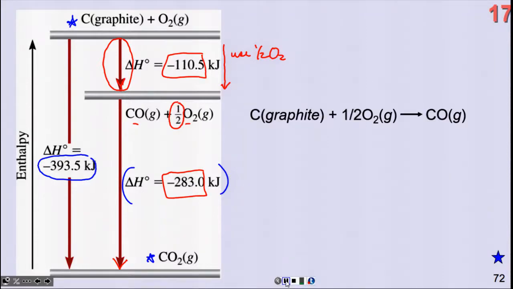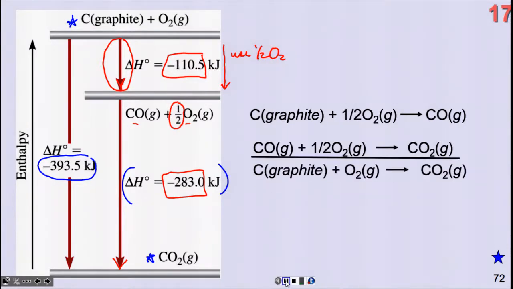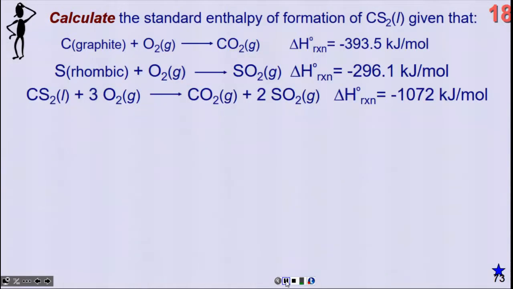So graphite plus half a mole of oxygen makes carbon monoxide. If you combine carbon monoxide with another half mole of oxygen, you get carbon dioxide. And so the overall process is the graphite plus oxygen, top to bottom, making CO2. And the part we want was only the part from the first step, the one that we weren't able to measure. All right, let's do another example.